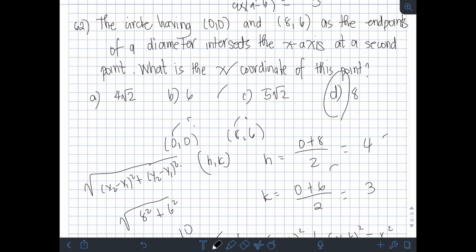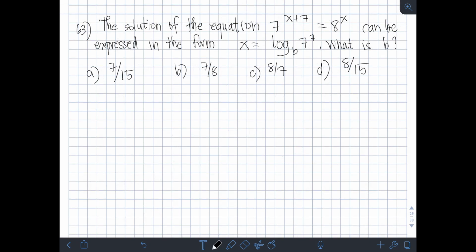Letter D. Okay? Next, we have the solution of the equation 7^(x+7) = 8^x can be expressed in the form x = log base b of 7^7. What is b? Okay, so exponents and logarithm. So, pwede nating i-manipulate itong given equation, para mapalabas natin itong expression na to.